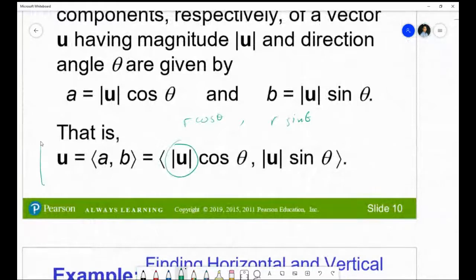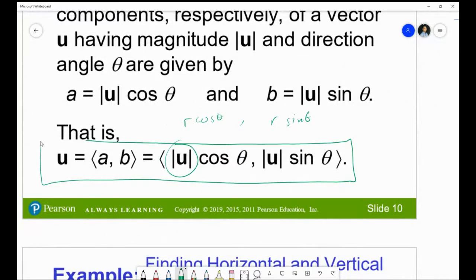All right, so this is another formula that you will need to memorize. And I don't like the way that they use the single bar. I'm going to use a double bar to represent magnitude.